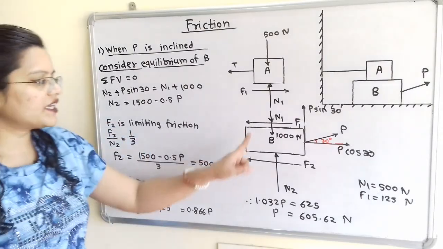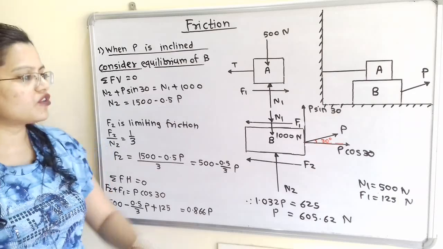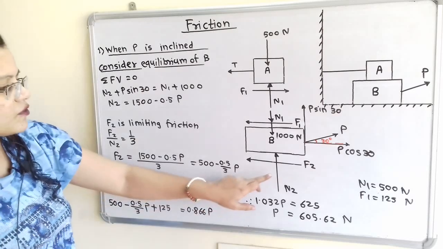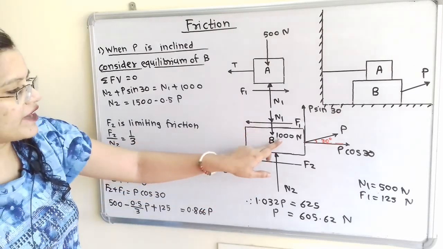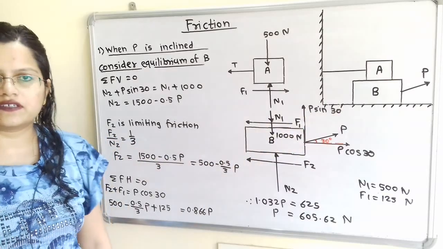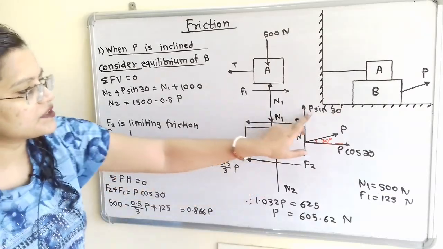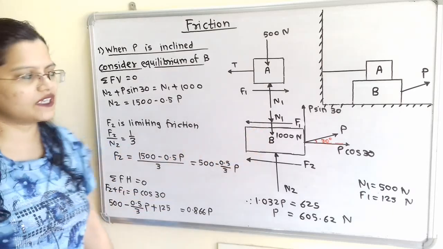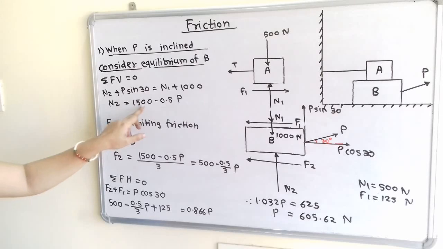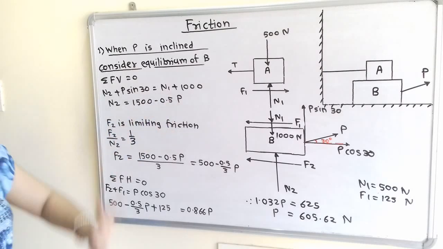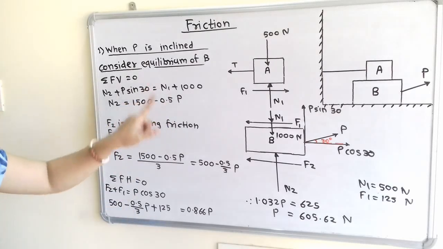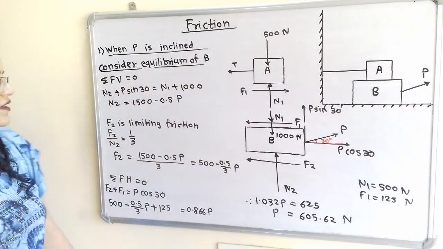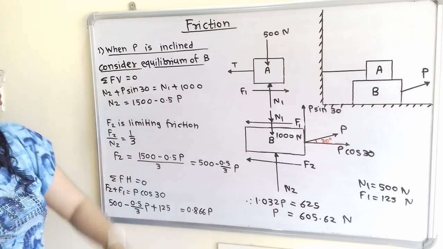We will consider the equilibrium of block B and summation of all vertical forces is equal to 0. Which are the vertical forces? N2, N1, weight 1000 Newton and this P sin 30. So we will take N2 plus P sin 30 is equal to N1 plus 1000, because these are in opposite directions. So N2 is equal to 1500 minus 0.5 P, because we know that the value of N1 is 500. So this 1000 plus 500, that is 1500, and P sin 30 is 0.5 P.